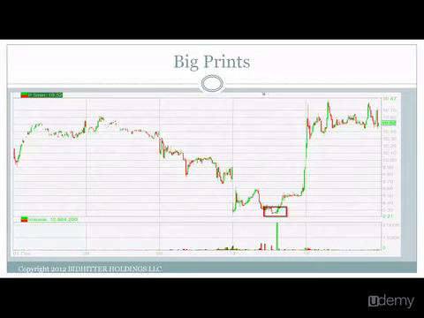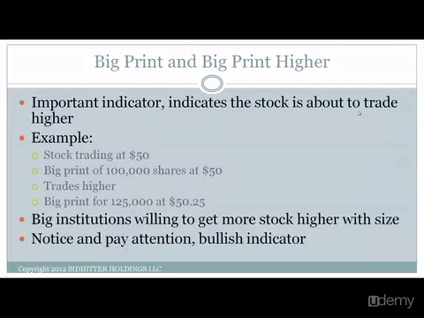Like I said before, institutions dictate the order flow, so this is something you want to remember and keep track of. You saw a huge print there, and you saw it trade higher. See what happened the next day: it went about 1.5 points higher. That's significant in a $10 stock. So you should always keep track of big prints, what happens to them, and the levels where they happened.